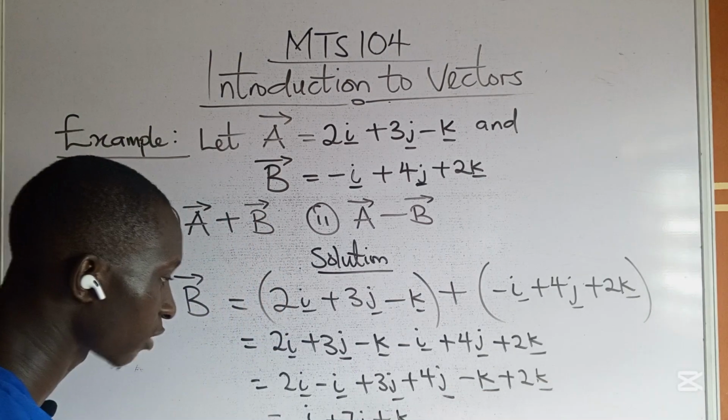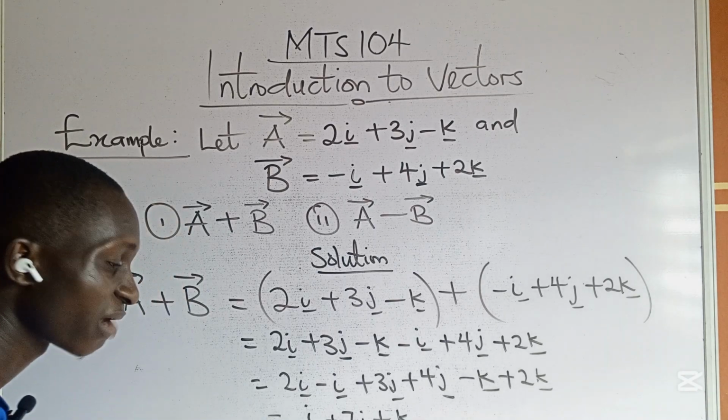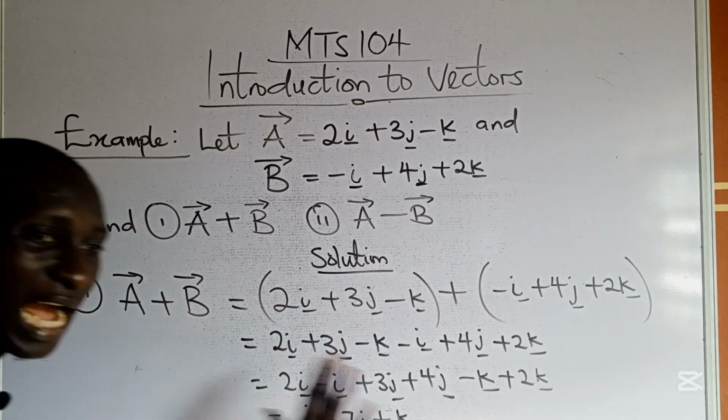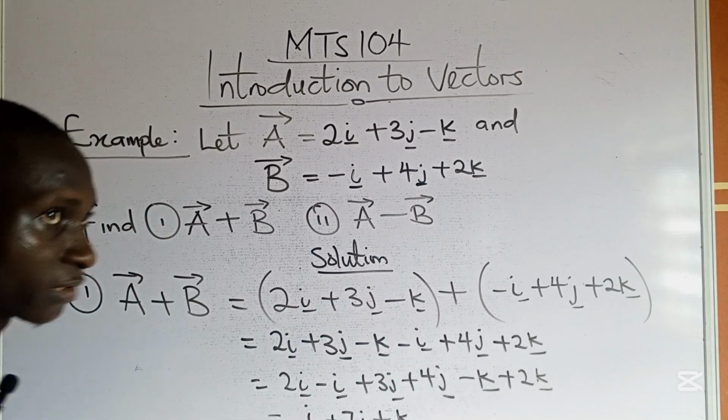So don't forget that all this has 1, but in mathematics, automatically when you have a variable like this, it has a coefficient of 1. So this is how we go about the addition of vectors.